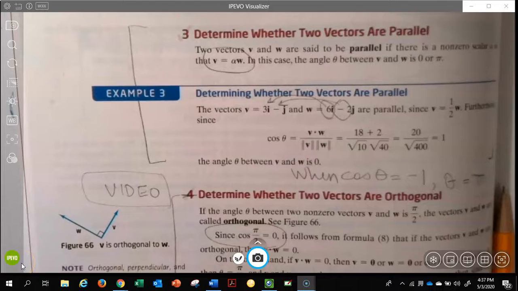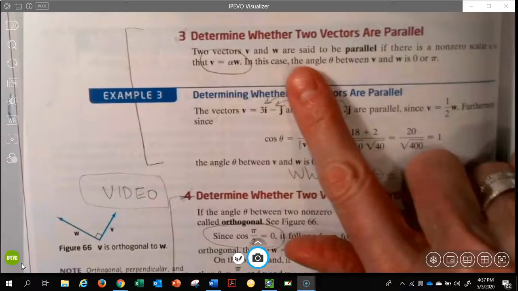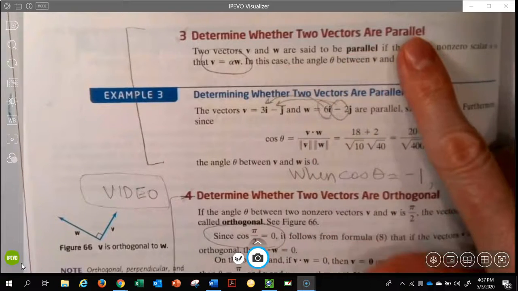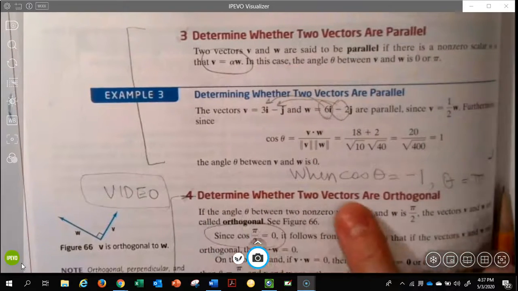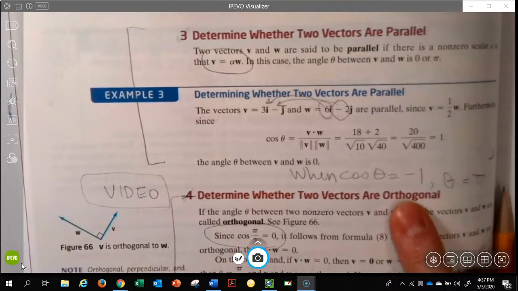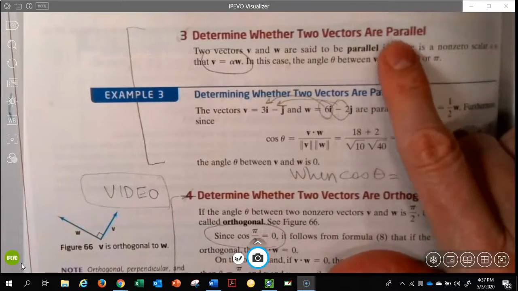This video is in section 9.5, and as you see at the top, it's to determine whether two vectors are parallel. After this, you're going to watch a video and talk about how to know if they're orthogonal, but we need to start with if they're parallel.